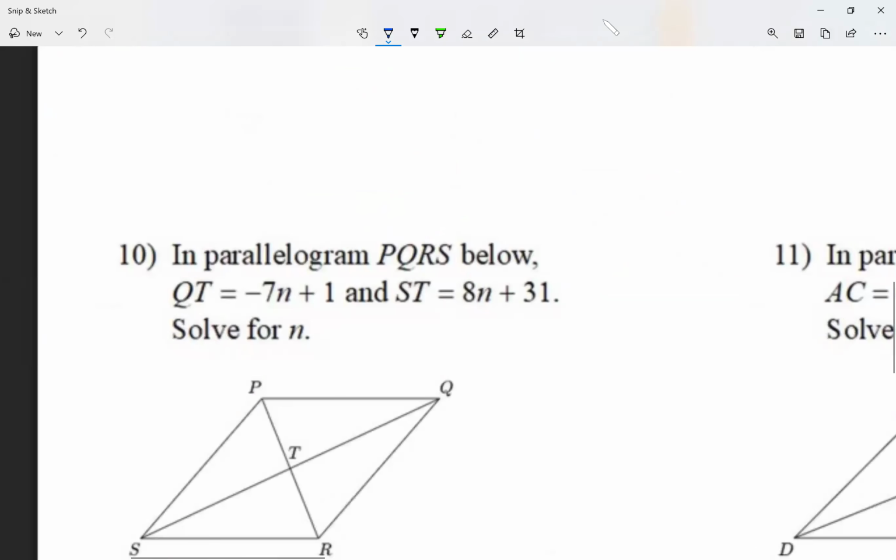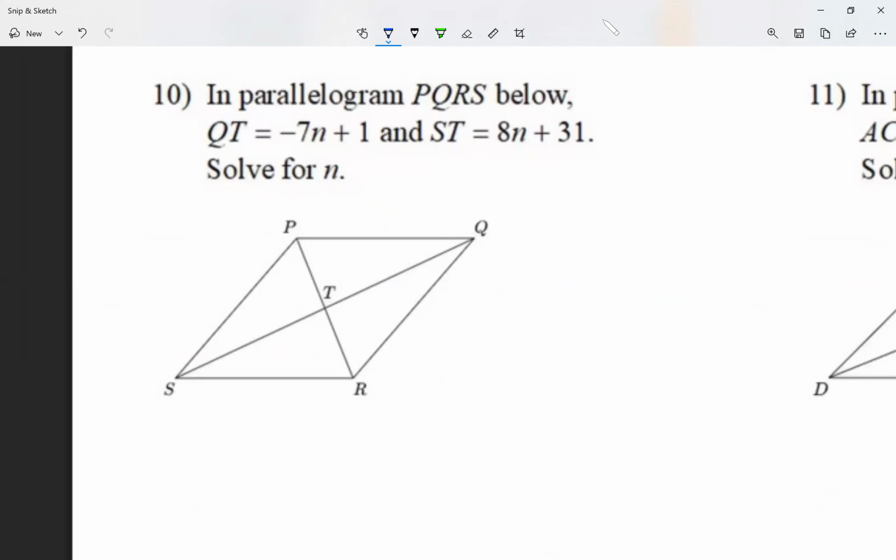Okay, let's take a look at question number 10. In parallelogram PQRS below, QT is negative 7n plus 1. ST is 8n plus 31. Okay, so I don't see a segment that is all numerical. Not a big deal. Let's take a look at this information here. QT is negative 7n plus 1. So from Q to T, this is negative 7n plus 1, and this is negative 7n plus 1 as well. TS is the same thing, right? Because my diagonal was cut in half.